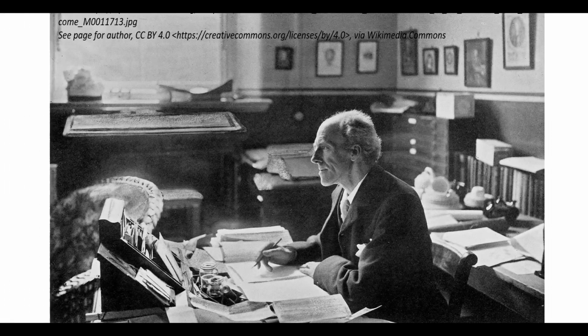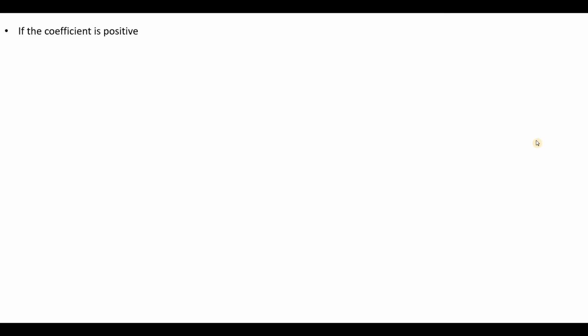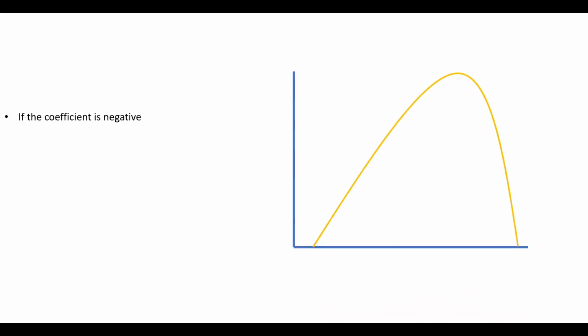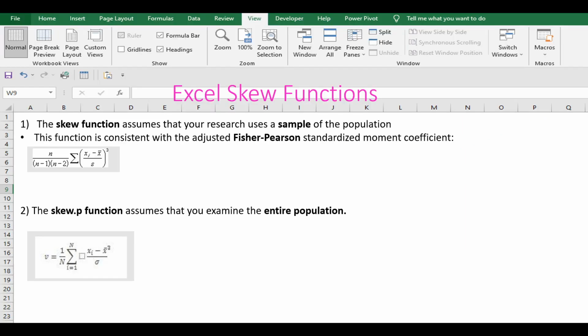The most widely known skewness measures have been introduced by Pearson. The first one is the mode skewness coefficient that uses the mode as a reference point, and the second one is the median skewness coefficient that uses the median as a reference point. If each of them is positive, then we have positive skewness. If the coefficient is negative, we have negative skewness, and of course, if the coefficient is close to zero, we have a symmetrical distribution.